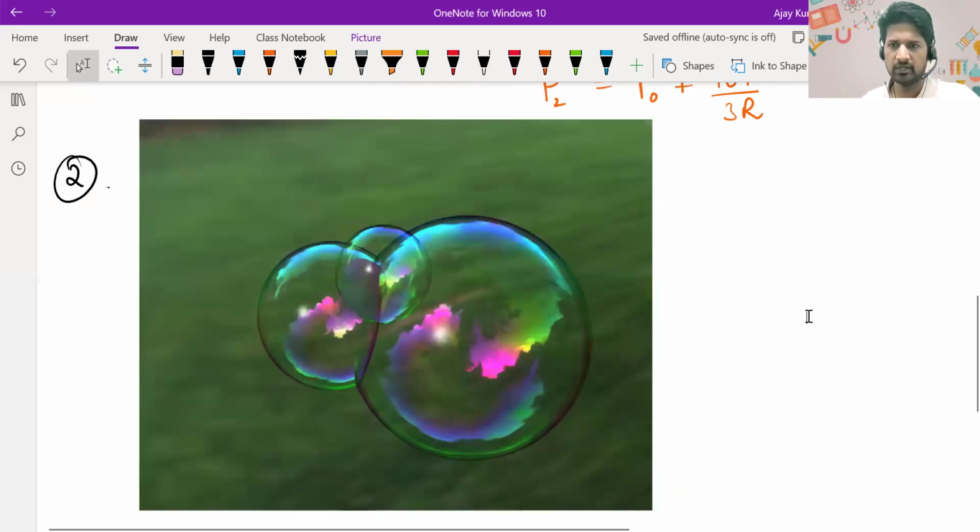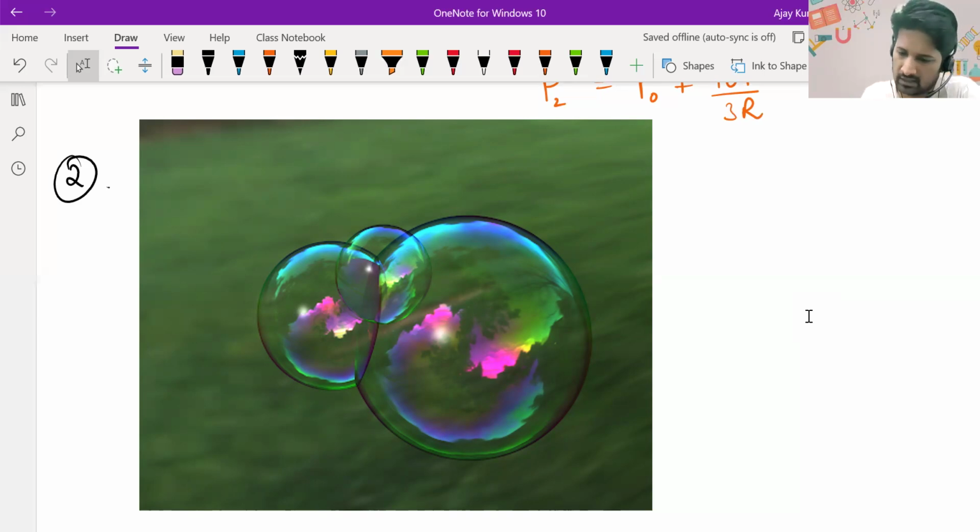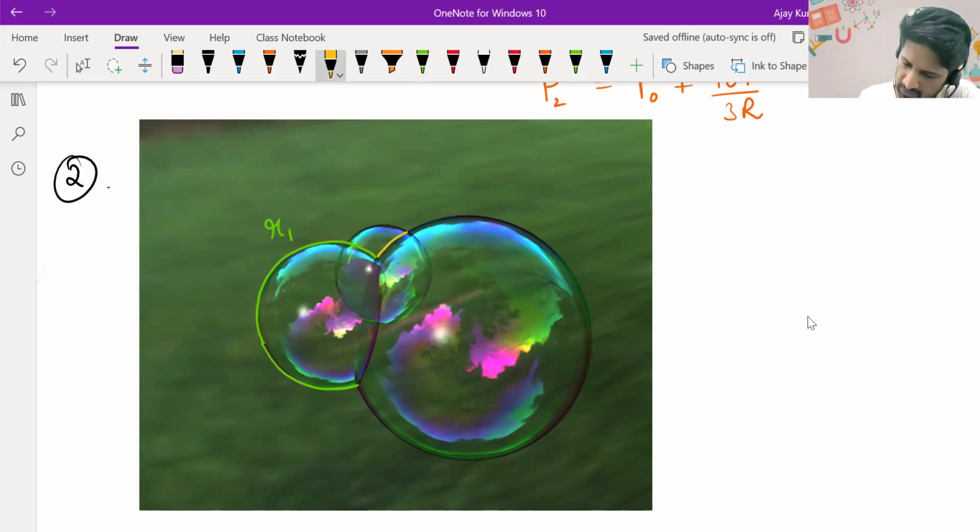Now, when two bubbles come into contact with each other, it's not necessary that they merge and become a single bubble. They will stay separate as two bubbles. In this picture, let's consider this one, the one I'm highlighting in green, as one bubble. It has its own radius of curvature. Let's say its radius of curvature is R1. And then consider this one, the bigger one. It has its own radius of curvature. Let's call it R2.